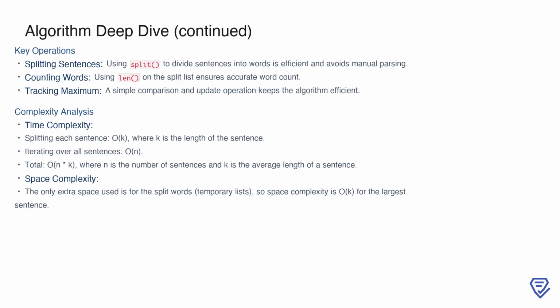largest count encountered. In terms of complexity, the time complexity of splitting a single sentence is O(k), where k is the length of the sentence. Since we process all n sentences, the total time complexity is O(n*k), where k is the average length of a sentence. As for space complexity, the only extra space used is for the temporary lists created by split, making it O(k) for the largest sentence.